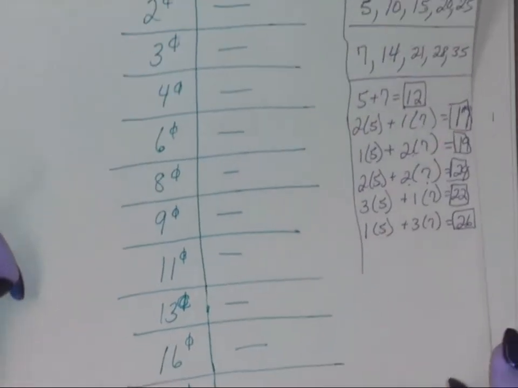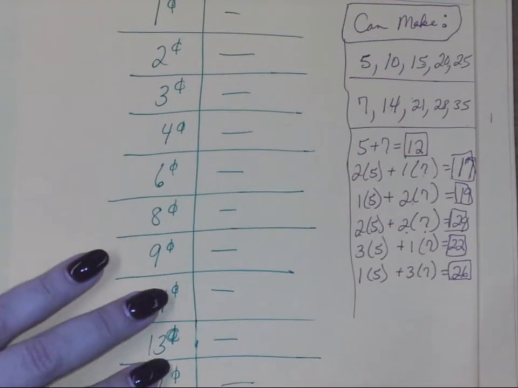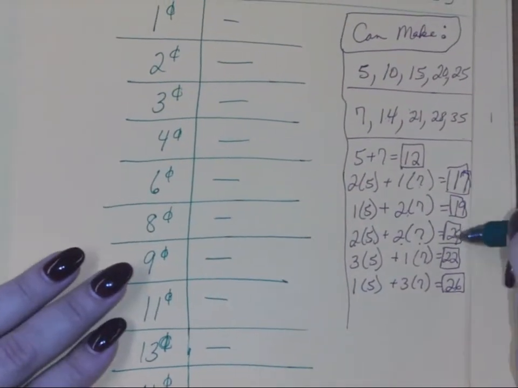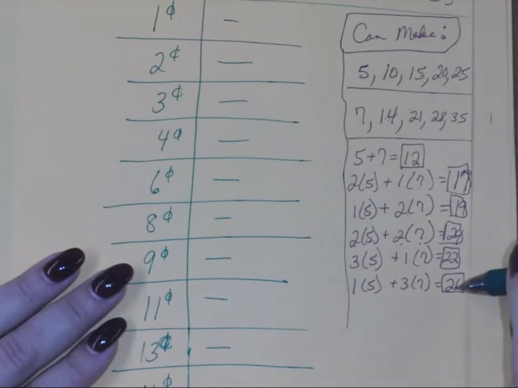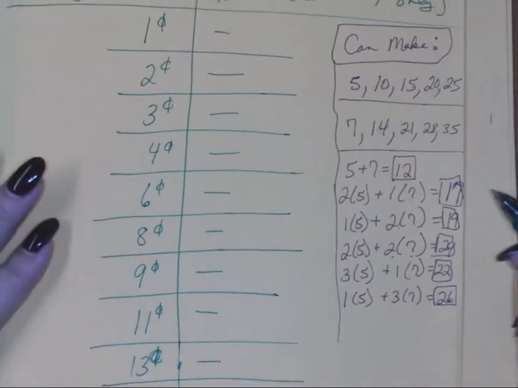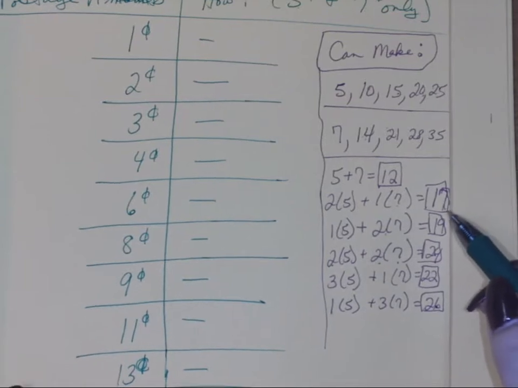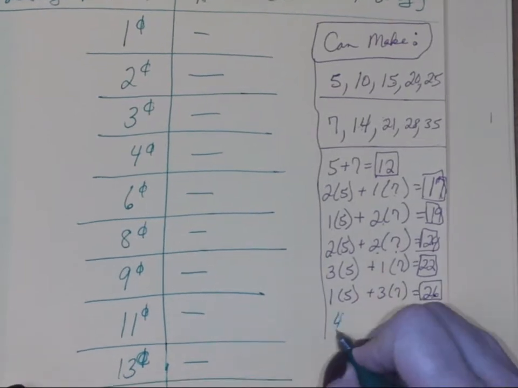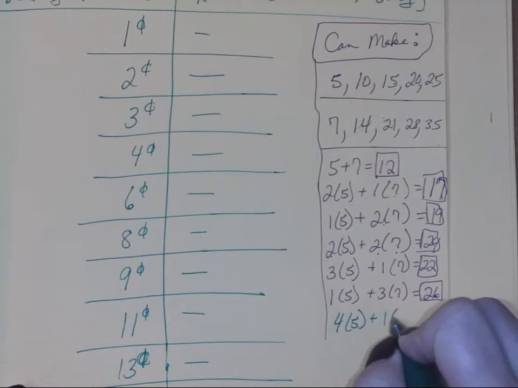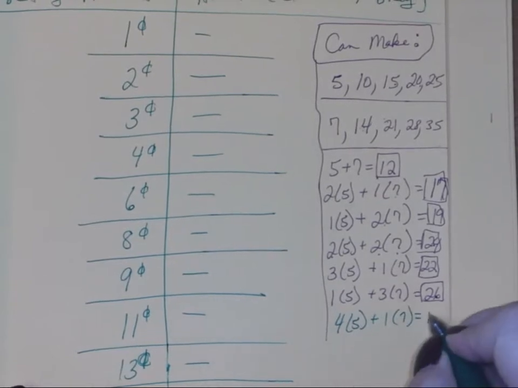But then I go, hey, wait a minute. I'm getting a lot of numbers here together now, right? I've got 24, I've got 25, I've got 26. I don't have 27, but look at this. If I have 17, what can I do to that guy to get to 27? Yeah, I can just add a 10, right? So that would be 4 5s plus 1 7 gives me 27.